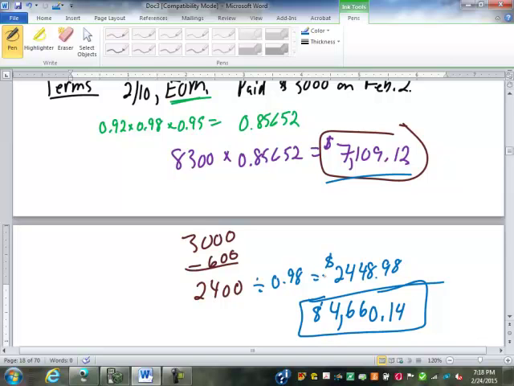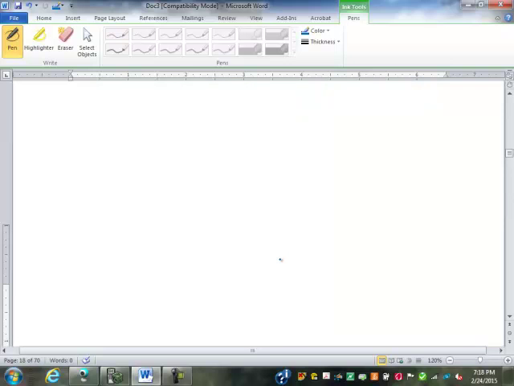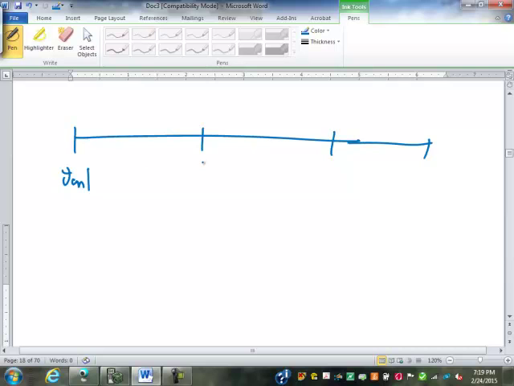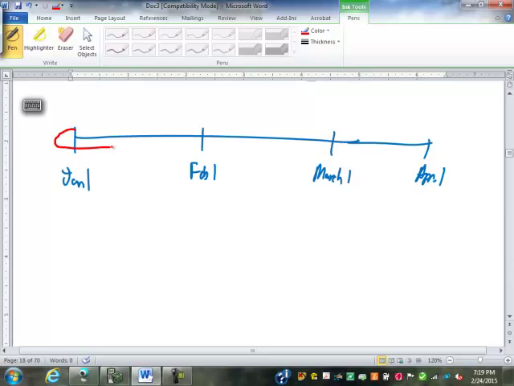EOM is tough. Hopefully you'll get used to that in the homework. The biggest thing is, think of a timeline. This is January 1st, February 1st, March 1st, April 1st. The January batch actually starts with the last few days of December, goes until the 25th of January. That gets invoiced on January 31st. The February batch starts the last few days of January, goes until the 25th of February, gets invoiced on the last day of February, February 28th.